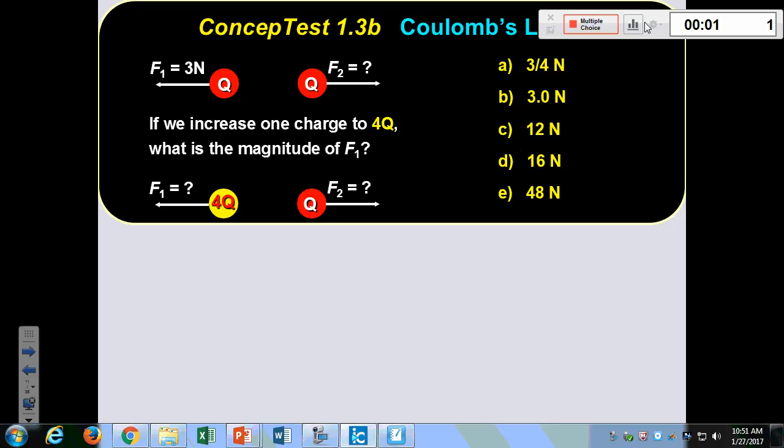If we increase one charge to 4q, what is the magnitude of F1? Initially the force is 3 newtons. I increase one of the charges to 4 times its original amount. What is the new force, F1?